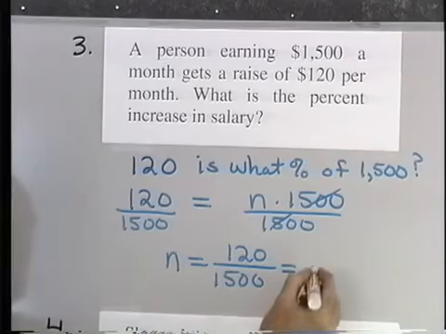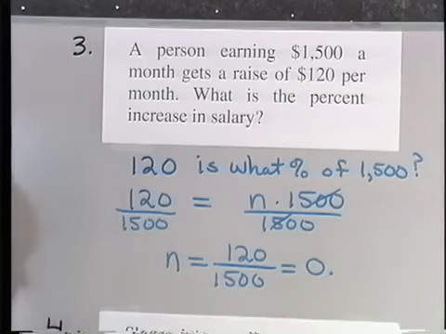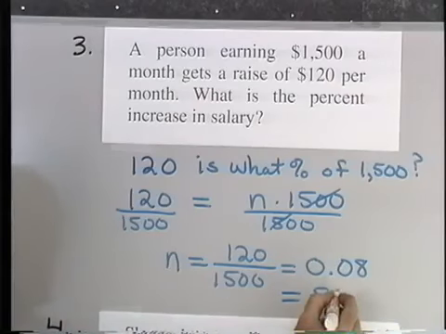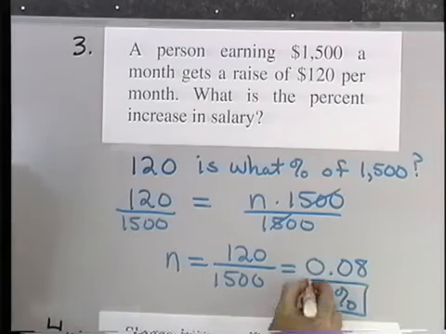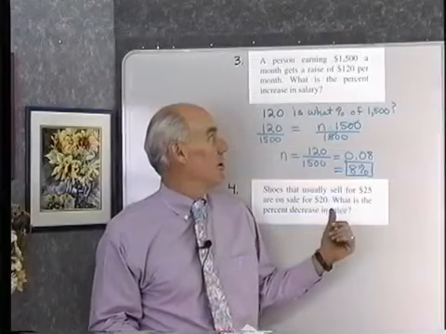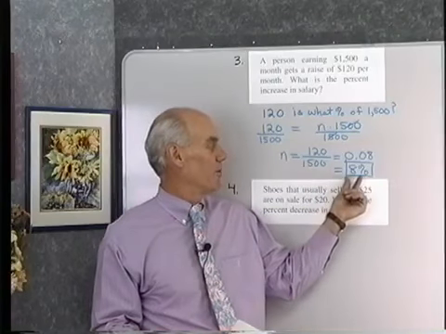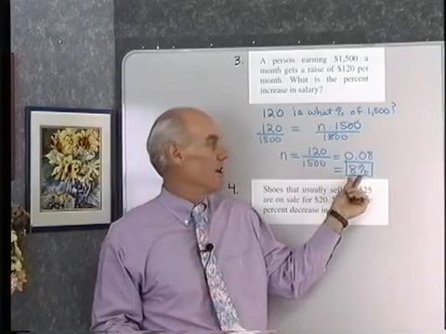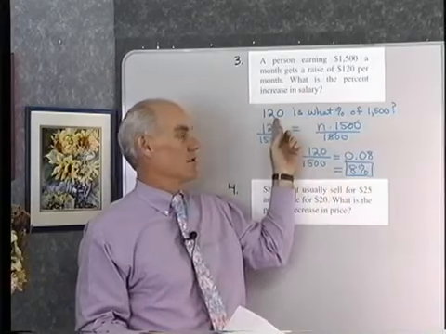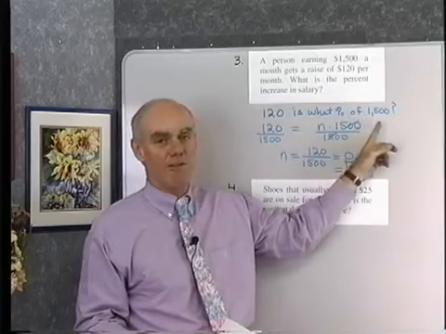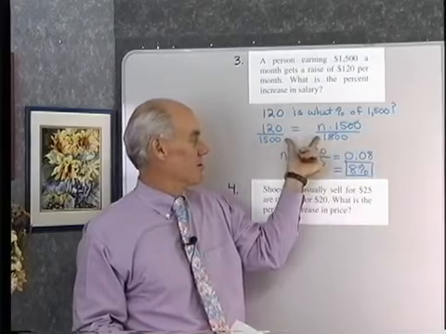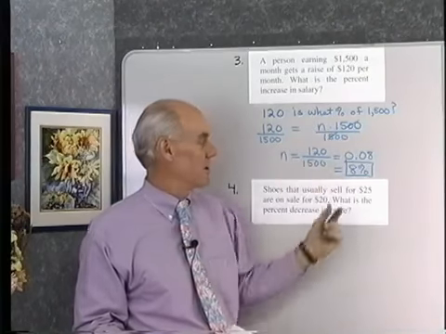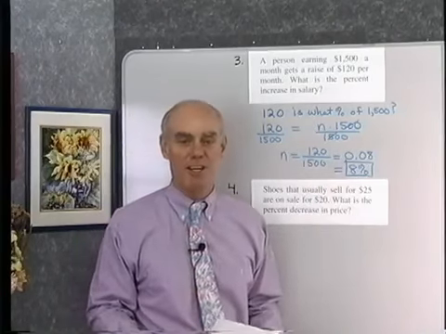If I do that arithmetic, I end up with 0.08, and so I end up with 8%. So if a person earning $1,500 a month gets a $120 per month raise, then the percent increase in their salary is 8%. And I find that by asking this question: 120 is what percent of 1,500? That translates into an equation that I solve. My answer is 0.08, and I remember that I'm looking for a percent, so I write my answer as 8%. Let's look at another problem.